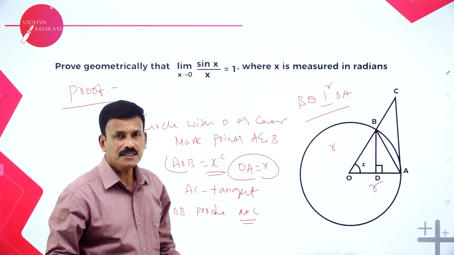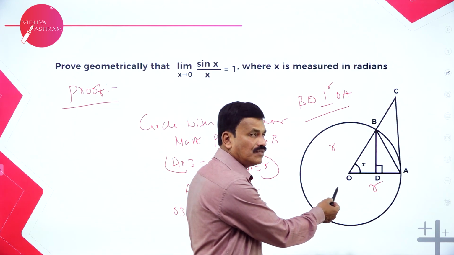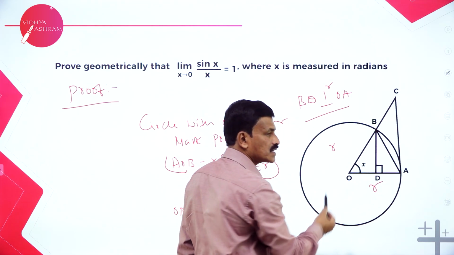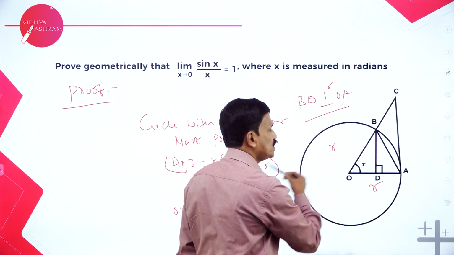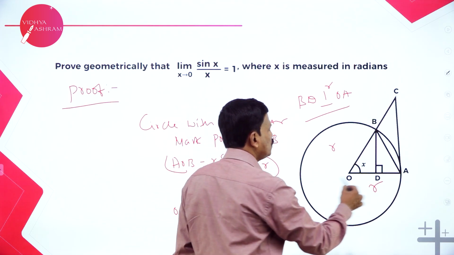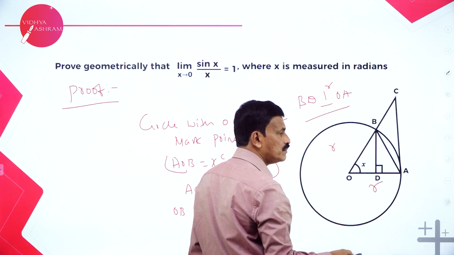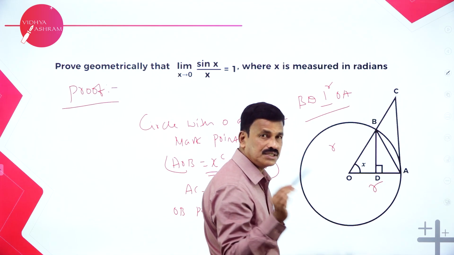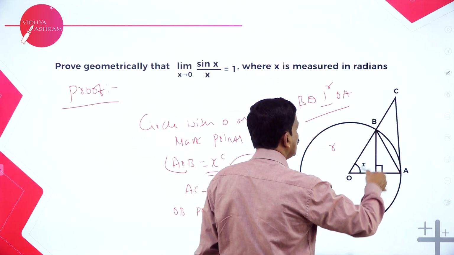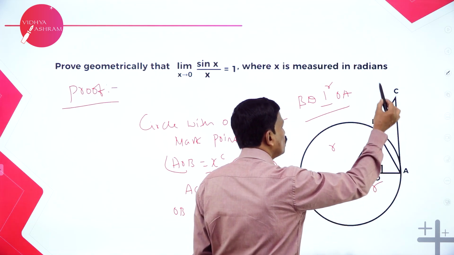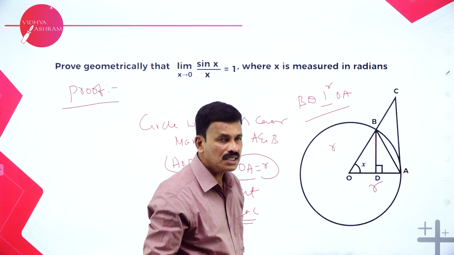Let me explain once again. Very simple. Consider a circle with center O and radius R. Mark the points A and B on the circle such that angle AOB is equal to x radians, less than pi by 2. Now join OA, OB and AB. A tangent is drawn to the circle at A, and produce OB to cut this tangent at C.